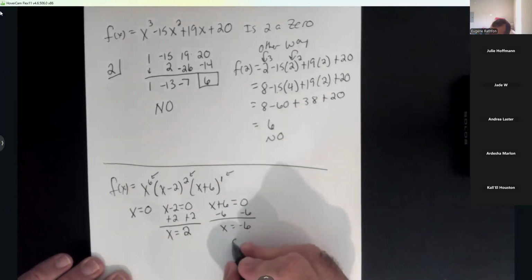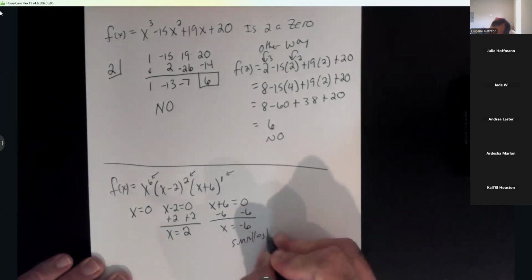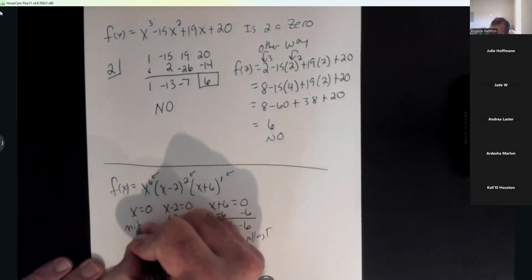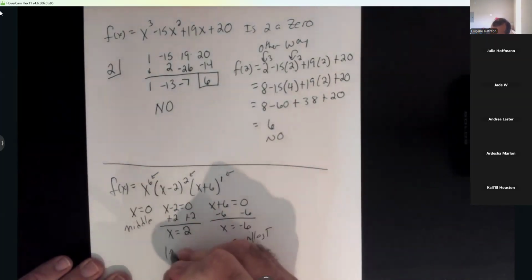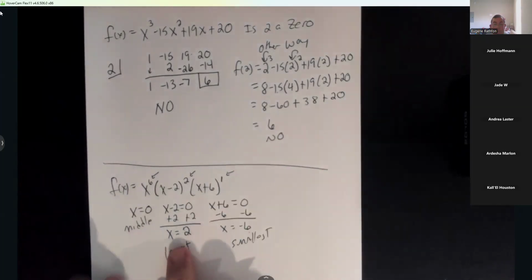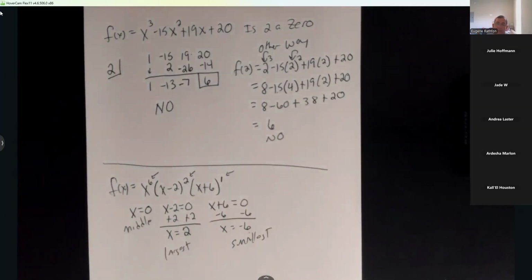So my smallest zero is negative 6. My middle zero is 0. And then my largest zero will be the 2. So it's really picky that you put them in like they're wanting on that answer, okay?